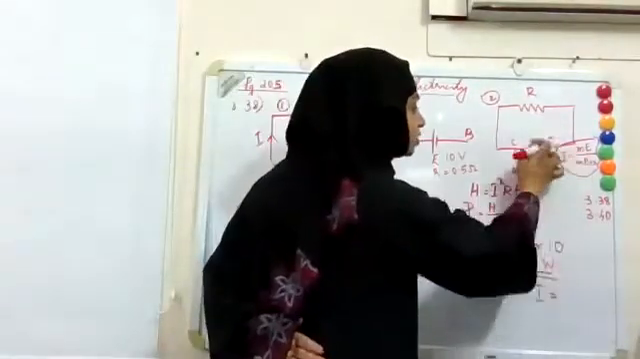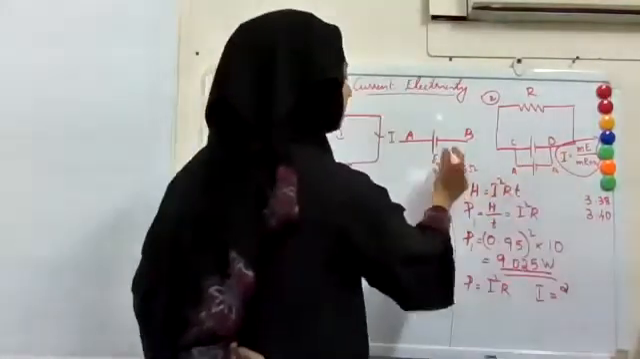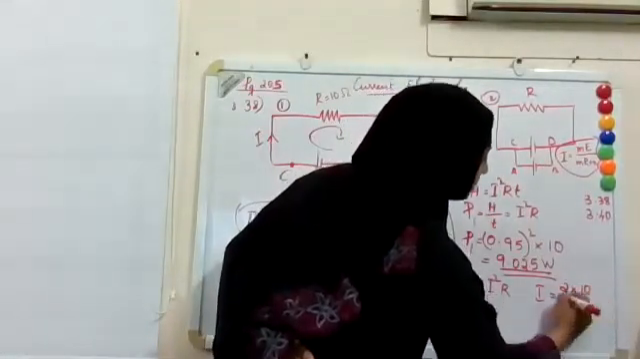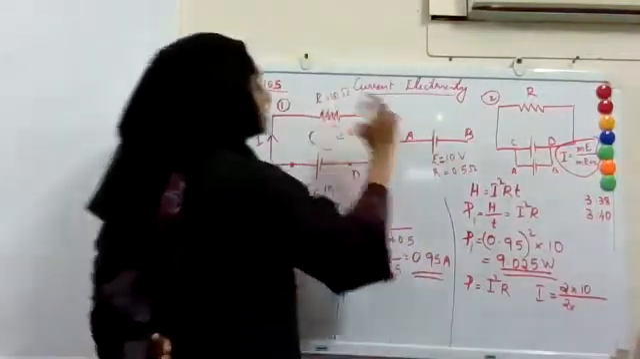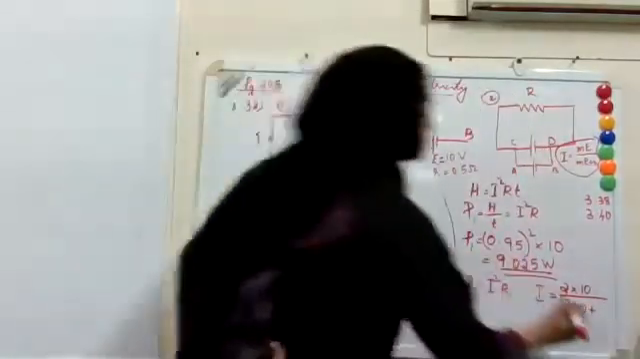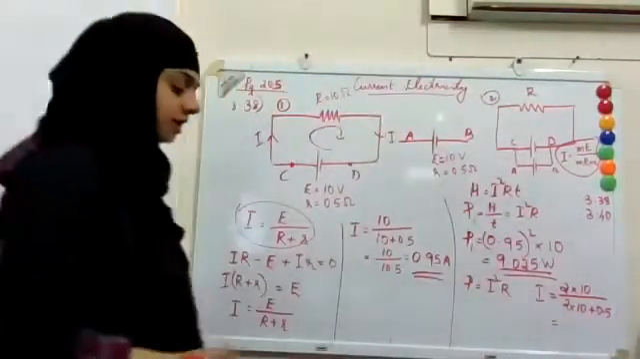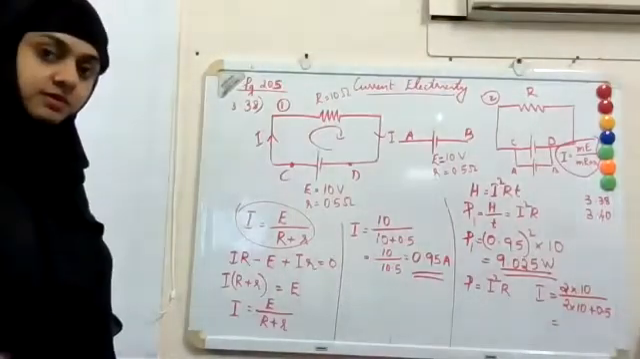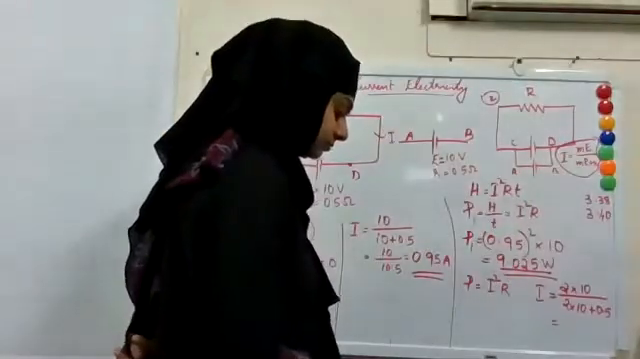So here m is 2, two cells are connected. So 2 times, what is the value of E? 10. 2 into 10 divided by 2 into, what is the external resistance? 10 plus the internal resistance is 0.5. So you have to use this formula and solve. What is the answer for current? 0.98. How much? 0.98.